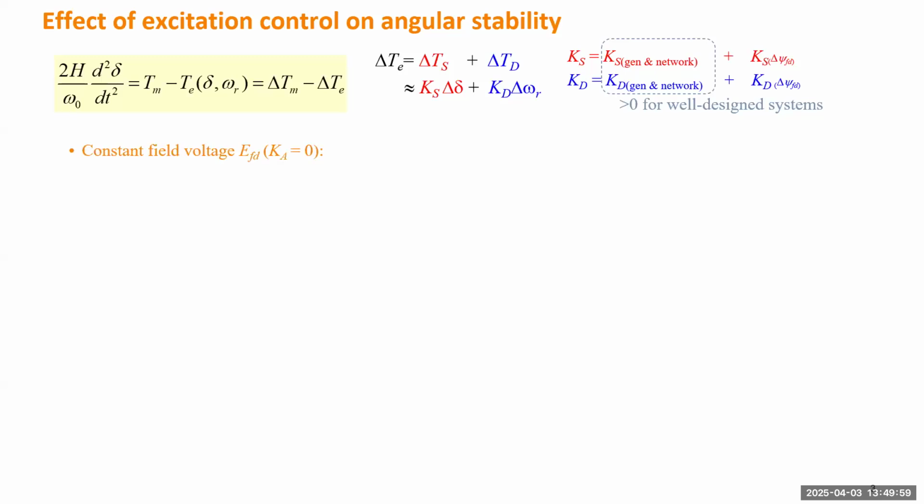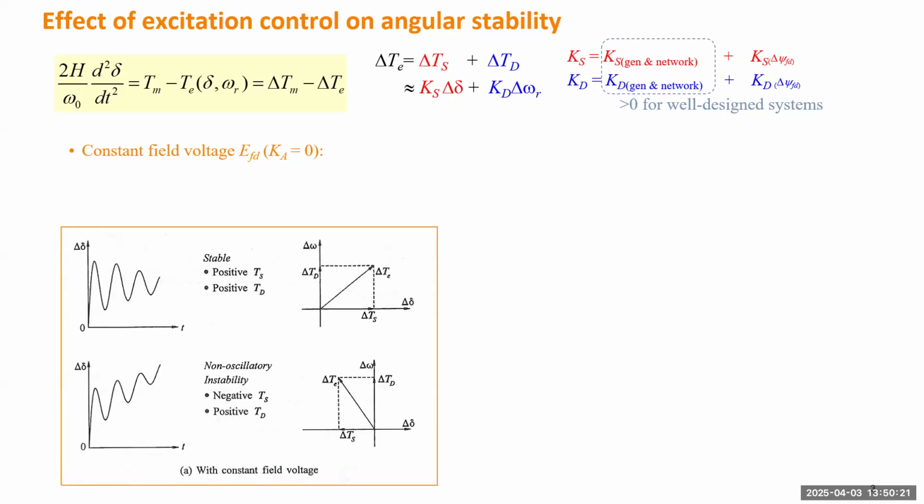If we don't have an exciter at all, we have a constant field voltage or constant field current, which is equivalent to having the gain, the Ka in the AVR, be 0. Or you may just make it a very small number. It doesn't do any control at all. Then there will be two scenarios. The first one is you will have a positive synchronizing torque and a positive damping torque.